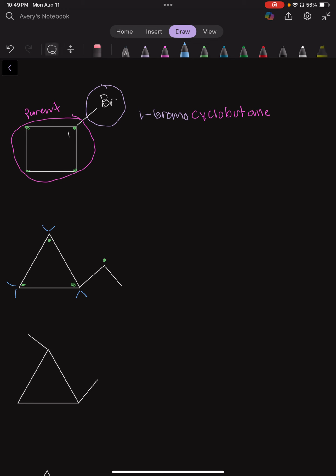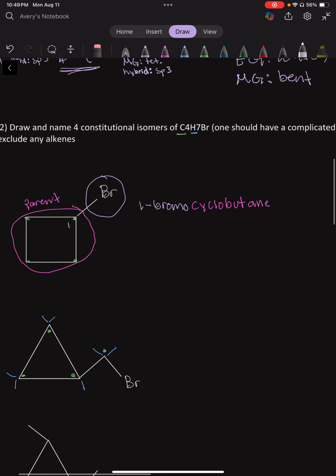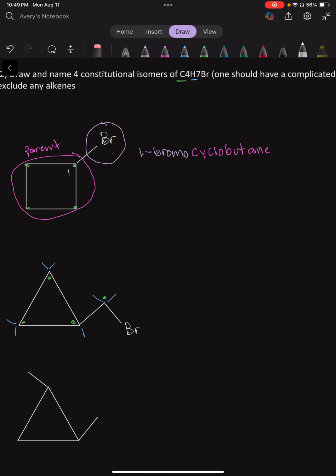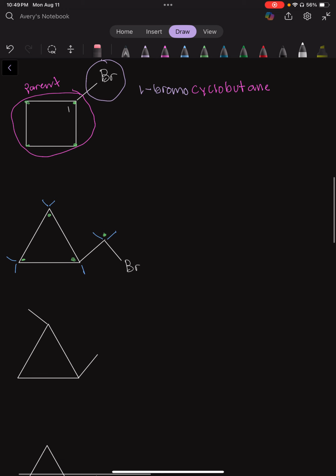Oh, yes, I'm sorry. This is only one hydrogen. So 1, 2, 3, 4, 5, 6, 7, which is perfect. And then we have our bromine right here. So now we've identified that this is correct with the chemical formula we've been given.